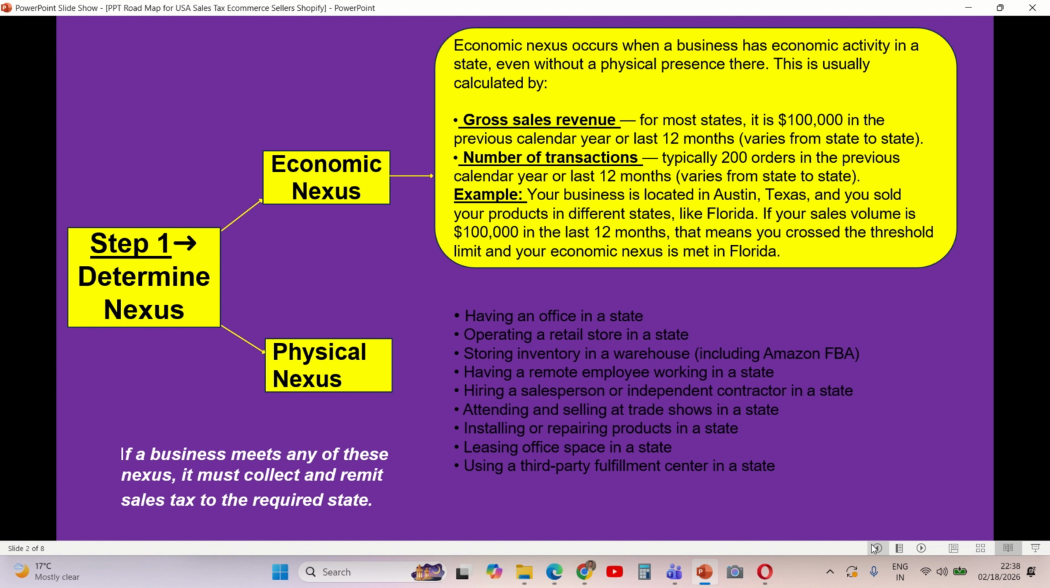Basically, this nexus is based on the sales and order limit. There are different order limits and sales limits, and they vary from state to state.